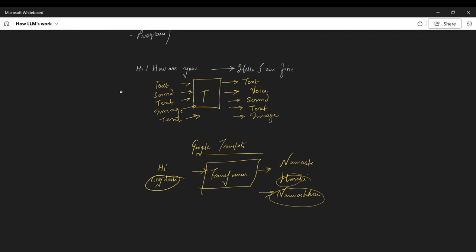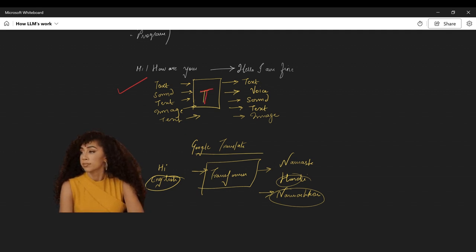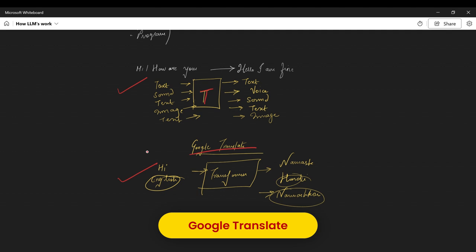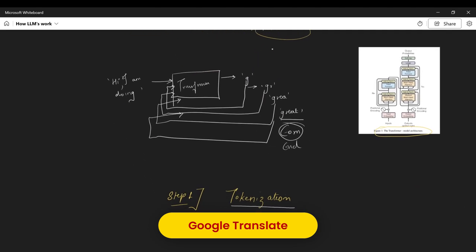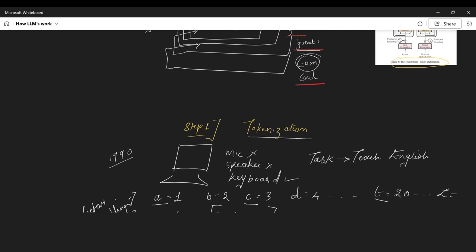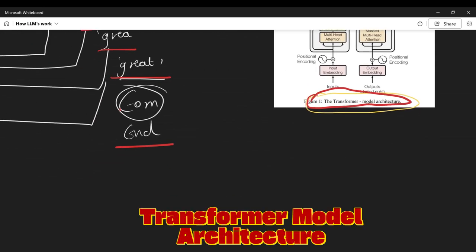Next, we saw how transformers work. Then we saw how Google Translate is the basic primitive type of transformer. We saw how transformers are trained to predict the next word for each sentence until the end of the message or a sensible message. Then we started with a brief intro of the transformer model architecture.